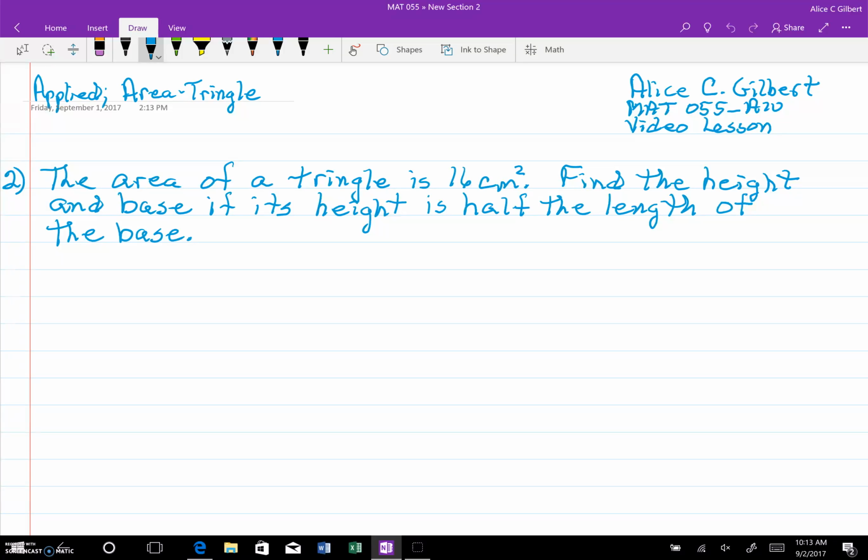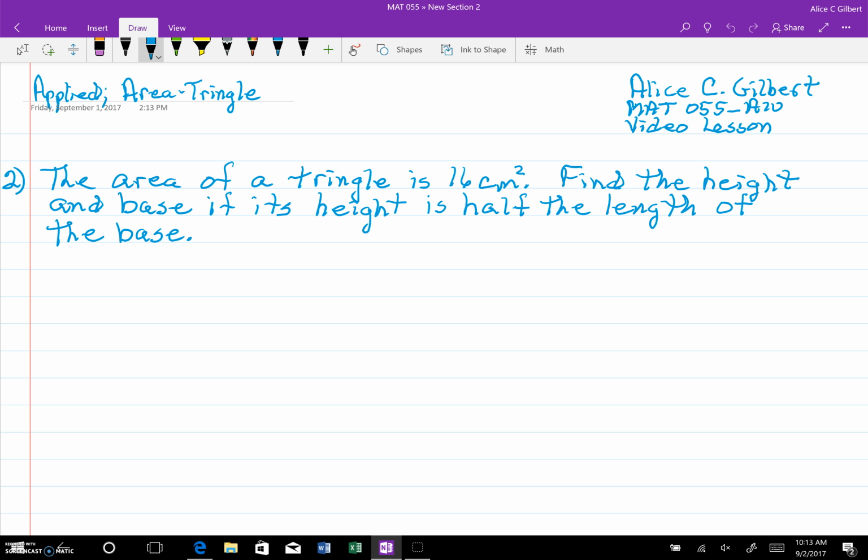Right, on to our second example of an applied problem. Again, please remember, you do not need to write the problem down as I have here. I've just written it down so you can see it. But you do not need to do that. That's way more work than you need to do. You just need to go from here on, just like I will.